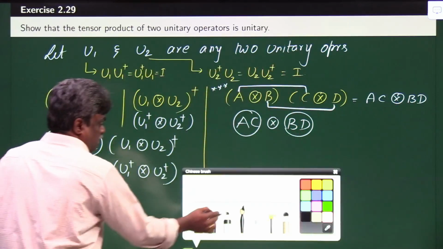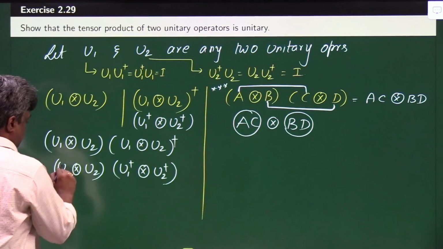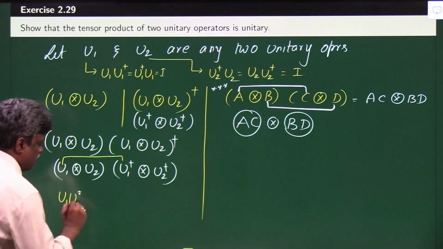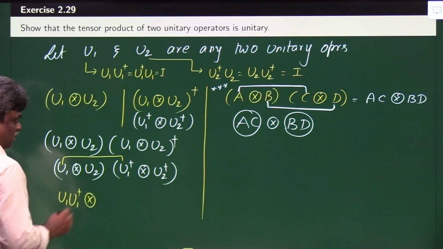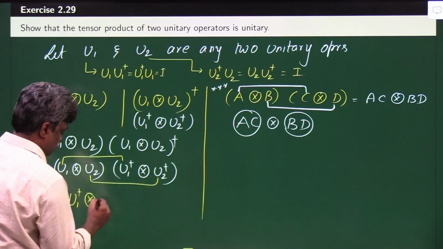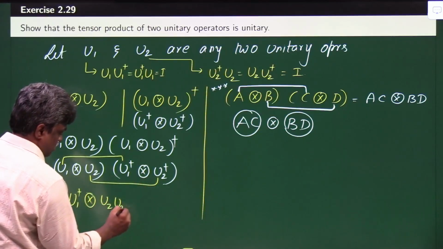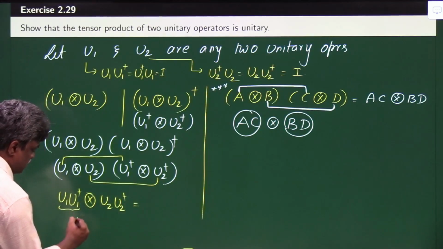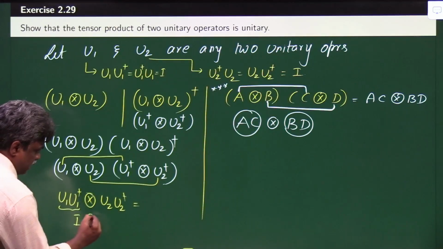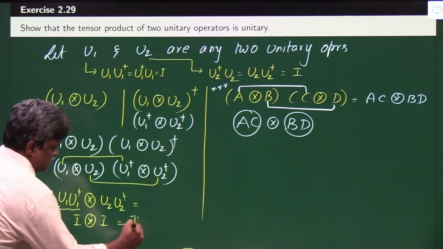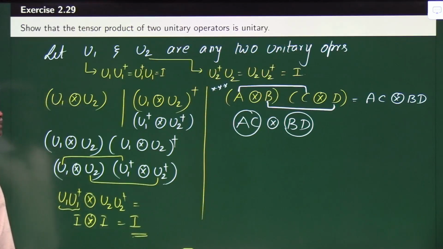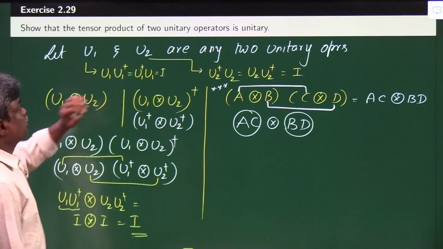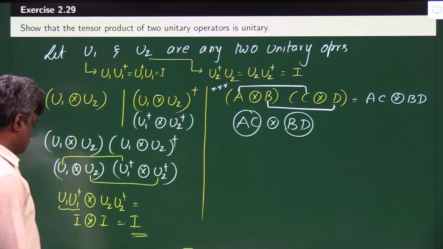So by using that rule, I'm taking first and first, that is u1 u1 dagger, tensor u2 and u2 dagger. Which is nothing but identity tensor identity. Again, this is nothing but identity. So that's it. We can say that the tensor product of two unitary operators is also unitary.